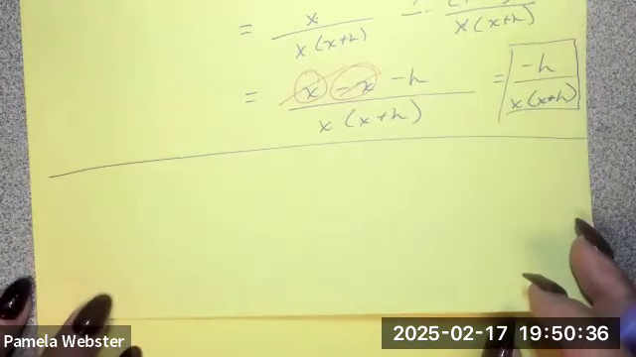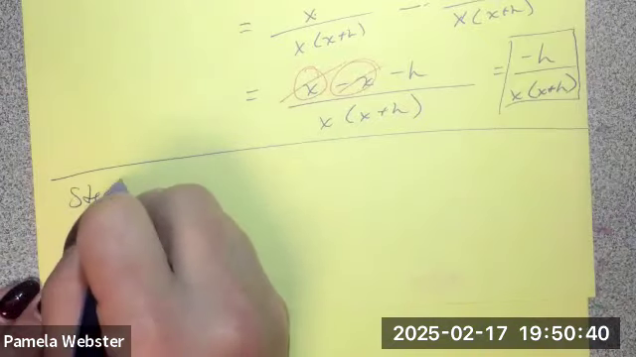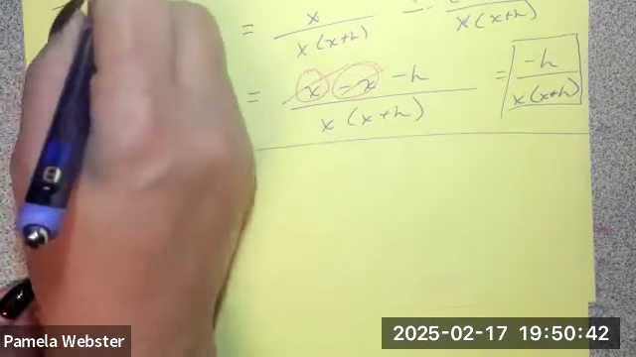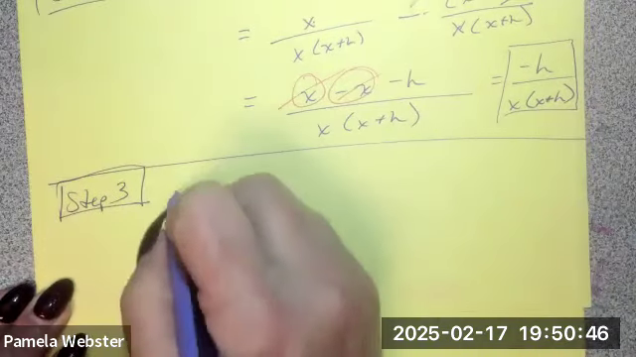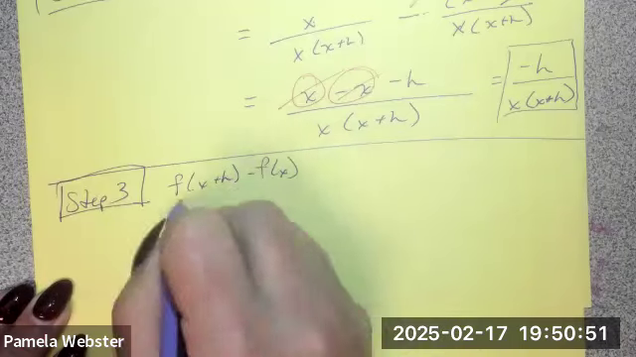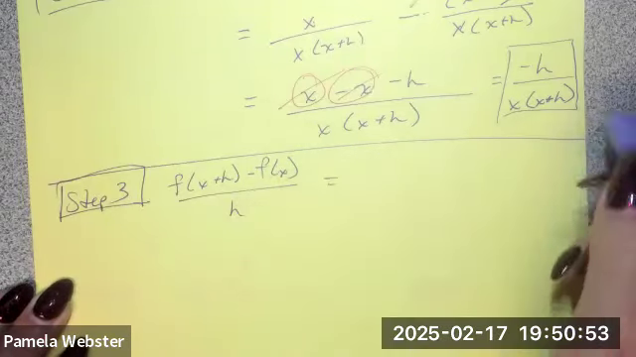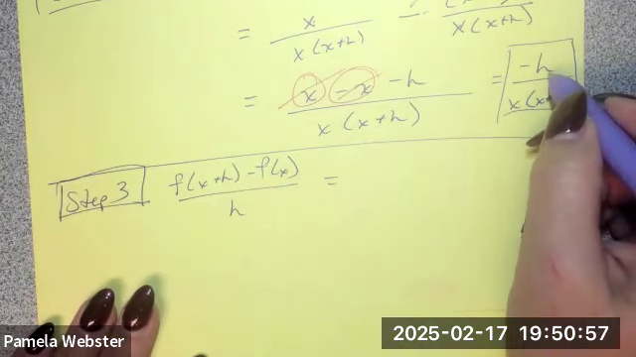Okay. Step 3. What's step 3? Divide by h, Dr. Webster. You would be absolutely correct. Take whatever you had before, divide it by an h. Now this becomes tricky because I want to take this just as it is.